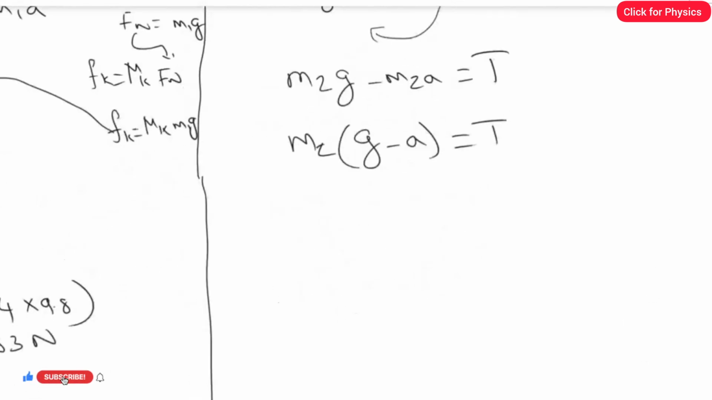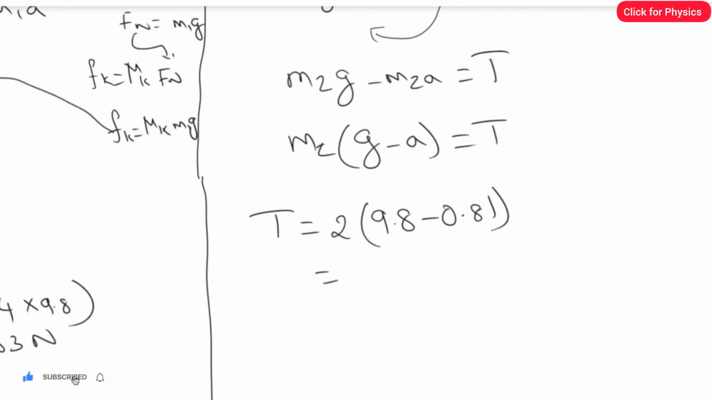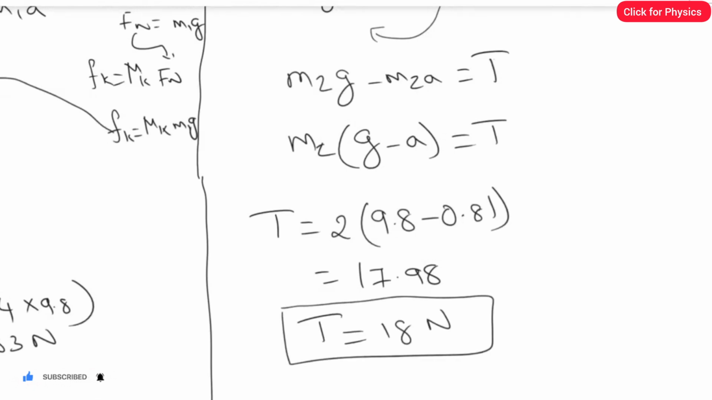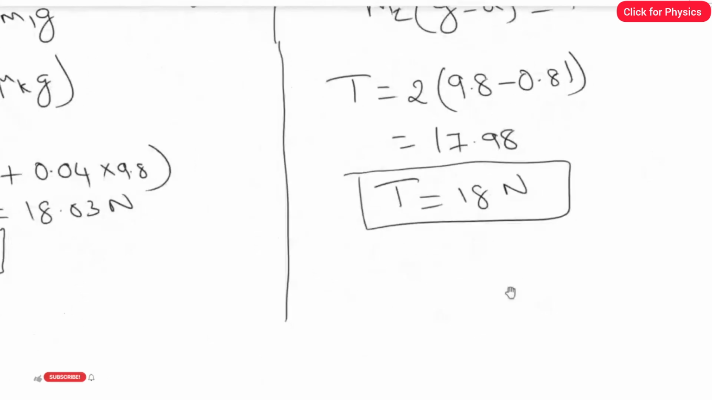So therefore, tension, which is equal to, and what's the value of m2, which is the sandbox mass, which takes the value of 2, right? So 2 multiplied by 9.8 minus 0.81. So let's see what's the answer for this. So 2 multiplied by 9.8 minus 0.81. I got the answer here as 17.98. So what's the answer? 17.98. So if I just want to round this number, T, which is equal to 18 Newton. Clear? So you can see for both equations you got the same answer.